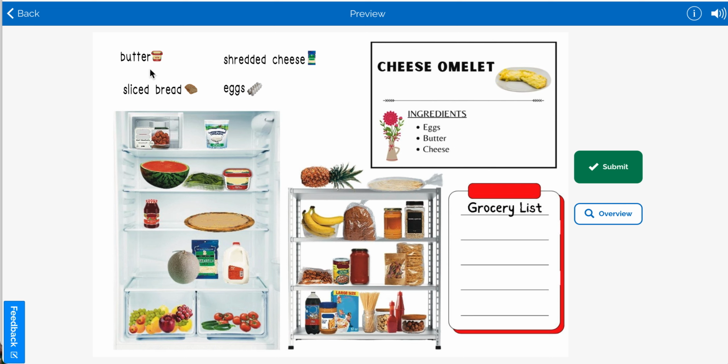So up here now we have our choice. We can use some reading skills, or we could look at the little pictures. And here it is, eggs. I'm going to drag eggs over to my grocery list, and we got it right.